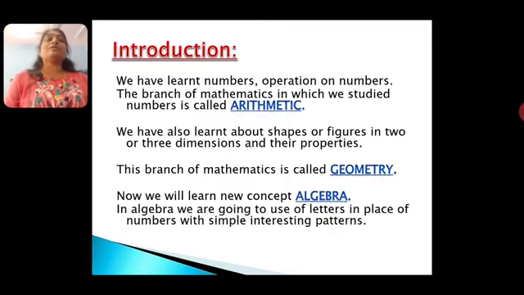First, some basic introduction. Students, we have learned about numbers, operation on numbers, that means addition, subtraction, multiplication and division. The branch of mathematics in which we studied about numbers is called arithmetic. We also learnt about shapes or figures in 2 or 3 dimensions and their properties. This branch of mathematics is called geometry. Now we will learn new concept algebra. In algebra, we are going to use letters in place of numbers with simple, interesting patterns.